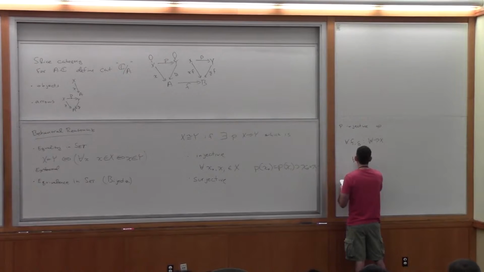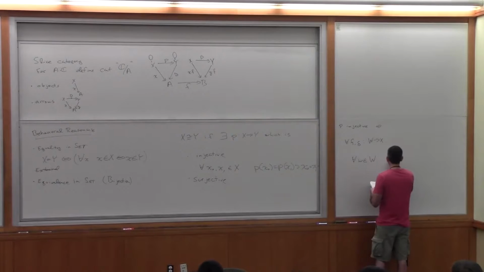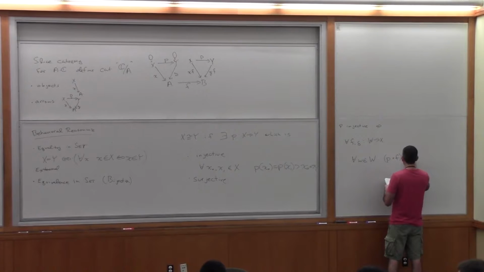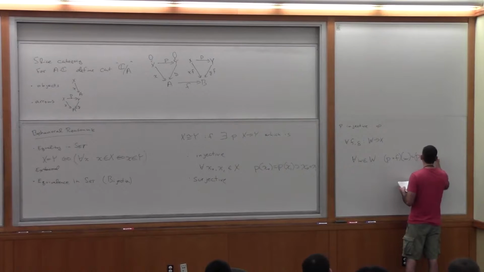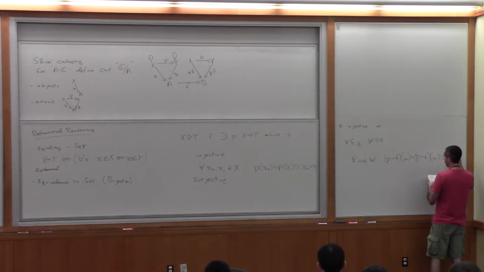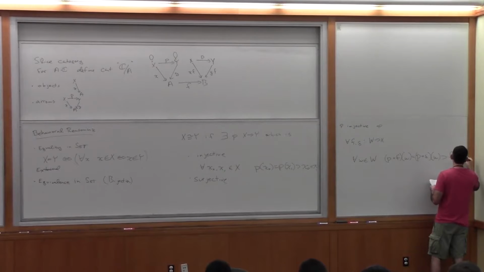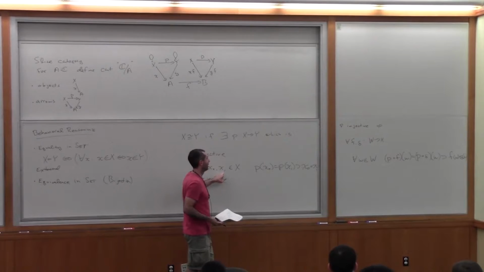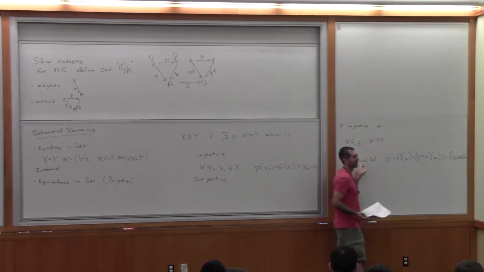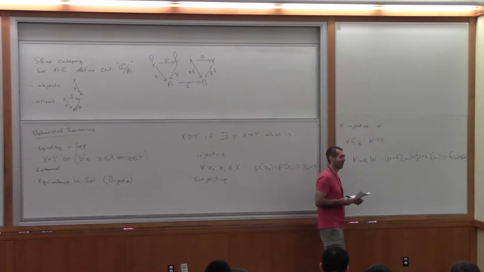For all points in the new domain, if p after f of w equals p after g of w, then f of w equals g of w. Okay, so all I've done is I've taken this x0 and x1 and considered them to be images under f and g respectively of some single point w coming from another set. It looks like I'm making things more complicated, but there's a method to my madness, so hang on for just a second.